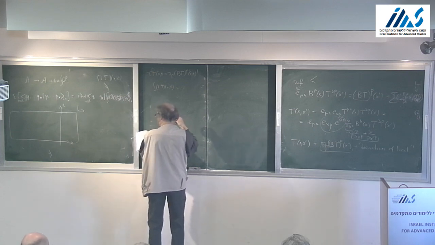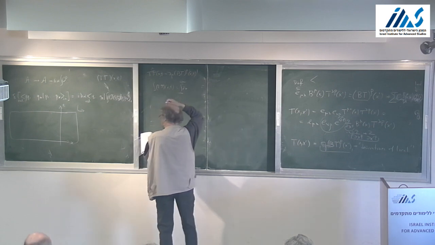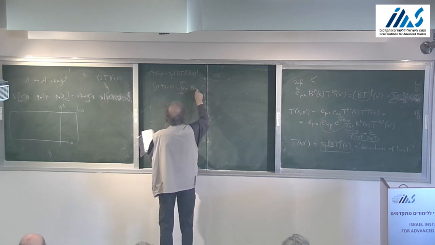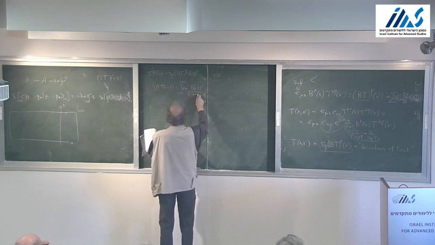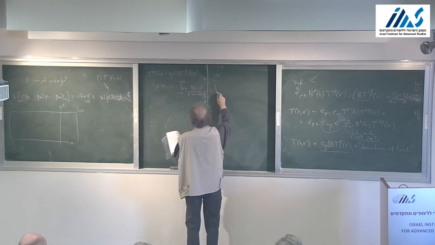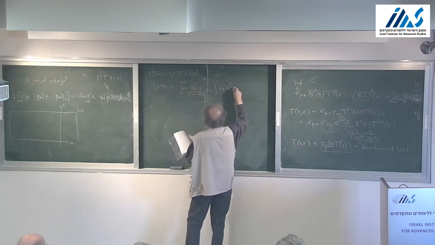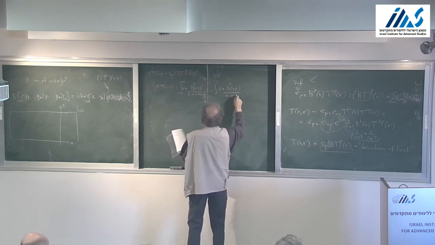It's an integral dx from minus infinity to infinity. I drop the boundary terms here. Bt of x and t at t going to plus infinity, minus similar integral dx of b at x and b naught of x and t at t going to minus infinity.